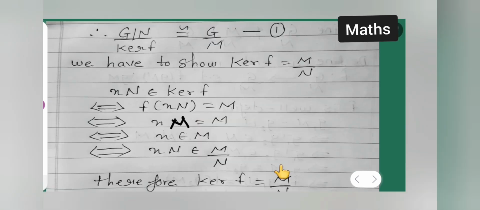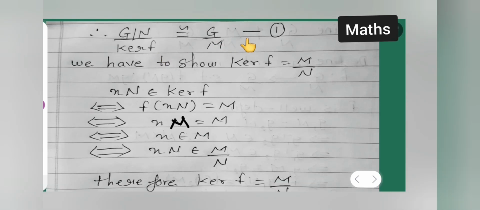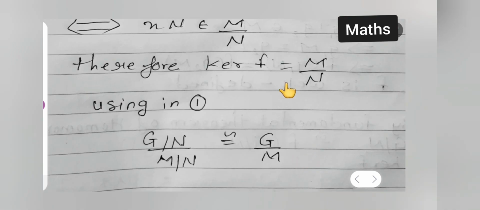So now using equation 1, we are plugging this value of kernel of f, equal to m upon n, into equation 1. What is equation 1 over here? G upon n, in place of kernel of f I am plugging m upon n, is isomorphic to G upon m. Write it as it is. In place of kernel of f I am writing m upon n. So finally we have proved the third isomorphism theorem.